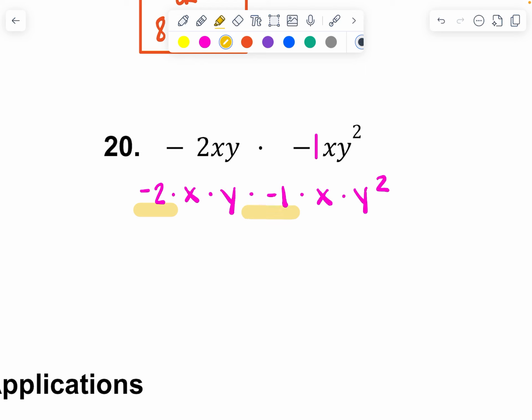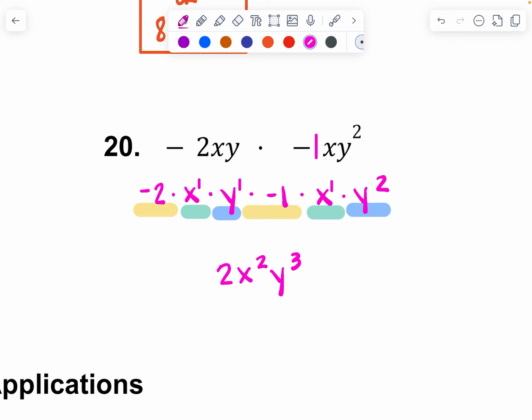And by like bases, I'm talking about -2 times -1, which is just +2. Then we have x times x. Well, we're merging bases, so we add the exponents. And then last but not least, we have a y times y squared. And again, that's going to give us y cubed because of all these little understood ones.